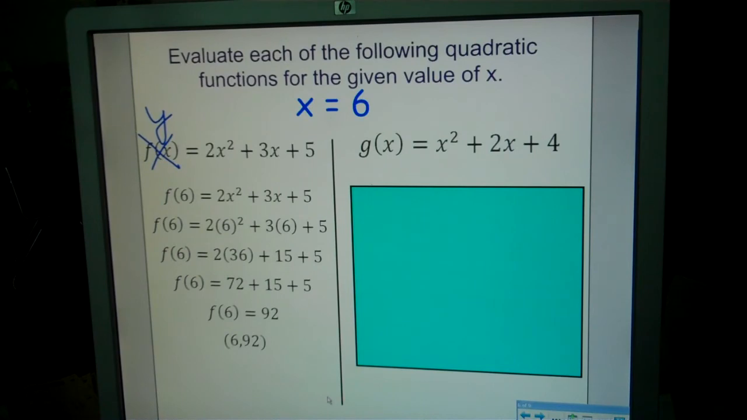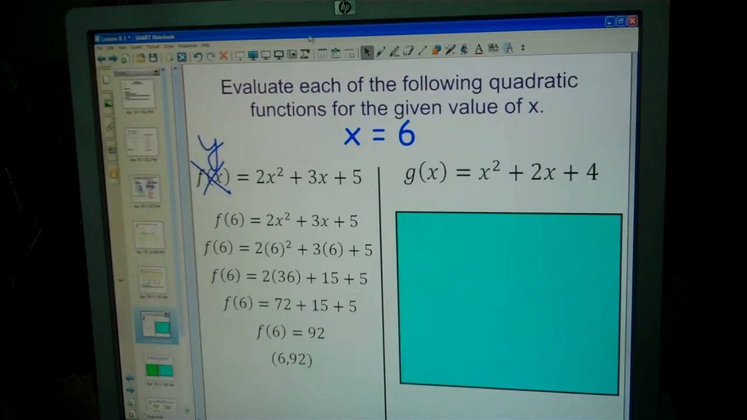Dagnabbit if I didn't make another mistake. I see it right now. Who caught my mistake? Who puts 3 times 6 is 15? 3 times 6 is 18 plus 5. Darn it. So it's not 92, it should be 95. Yes, 95.